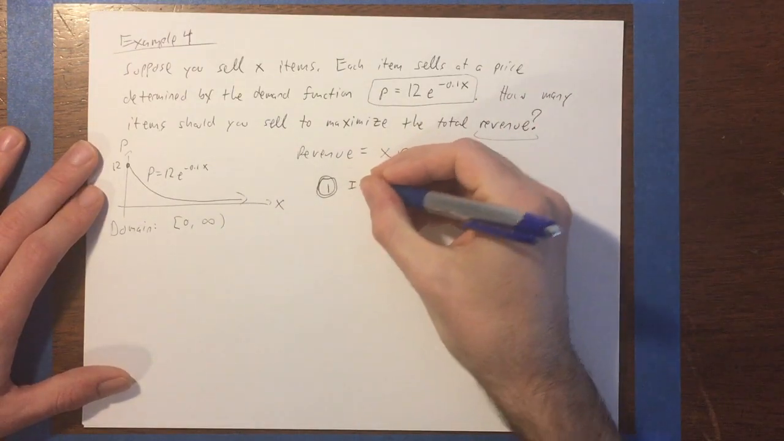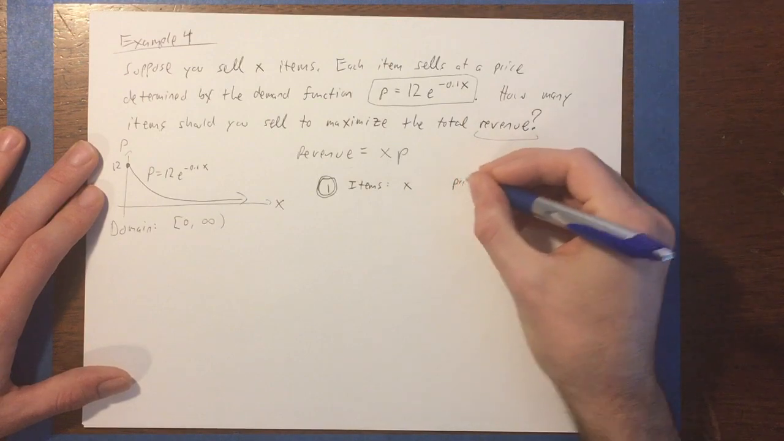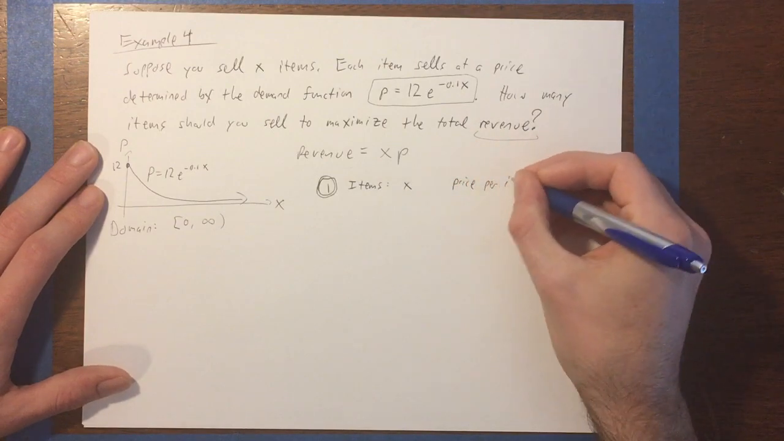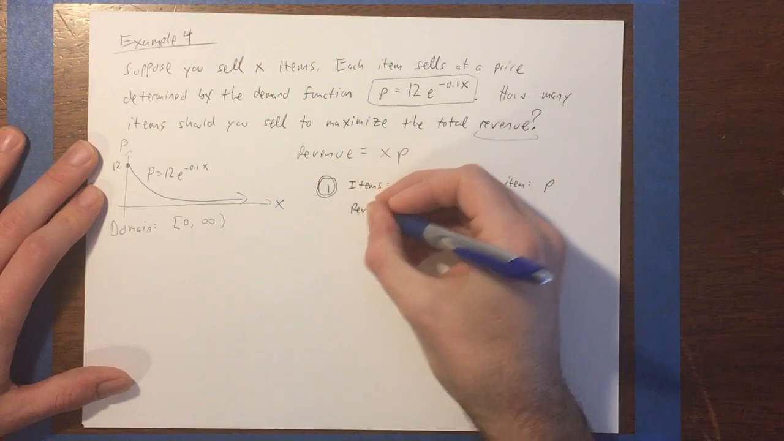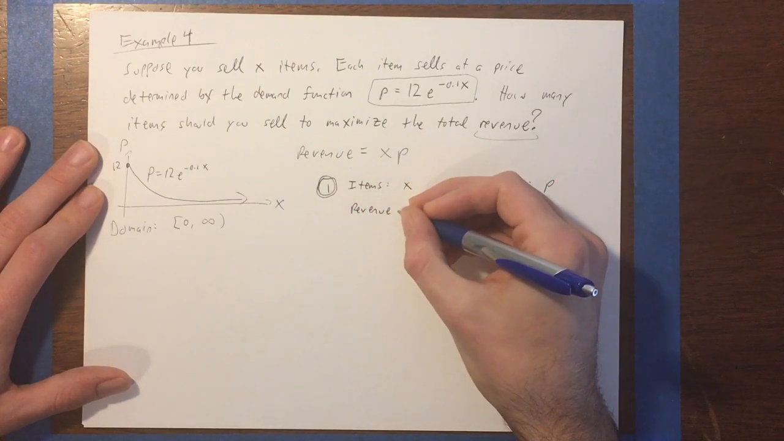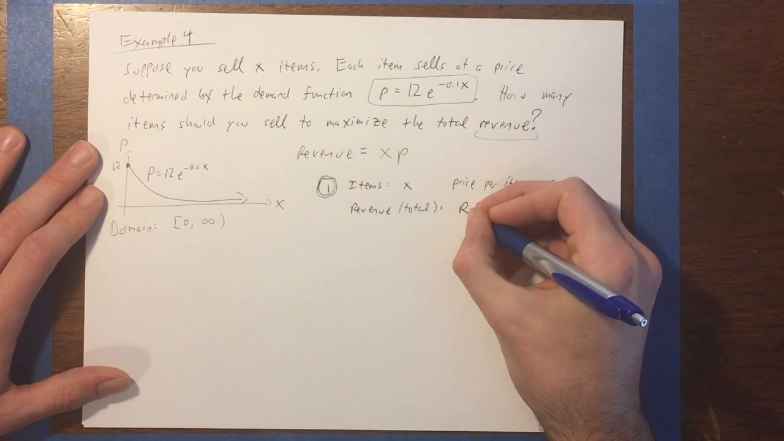We've got the number of items, X. We've got the price per item, which is P. And we've got the revenue, total, which for that I'm going to use R.